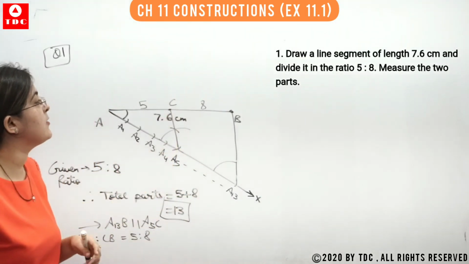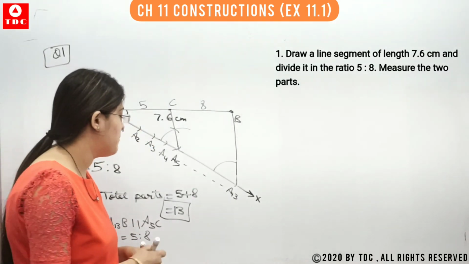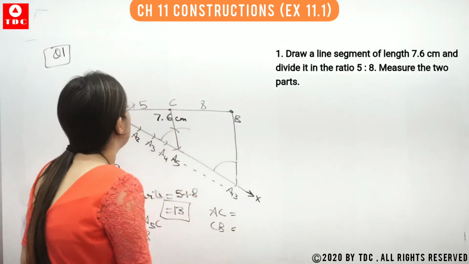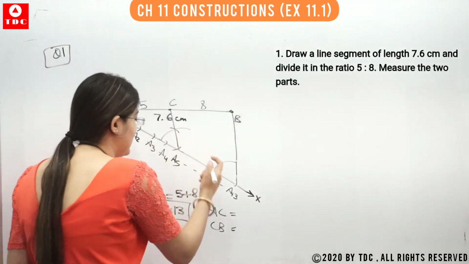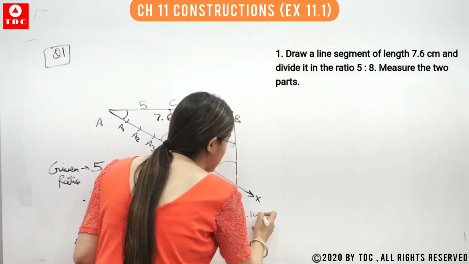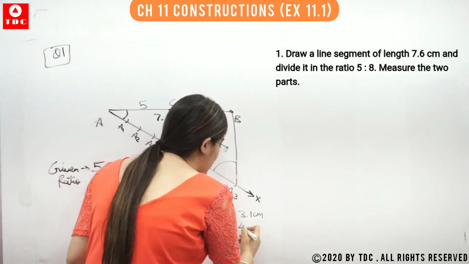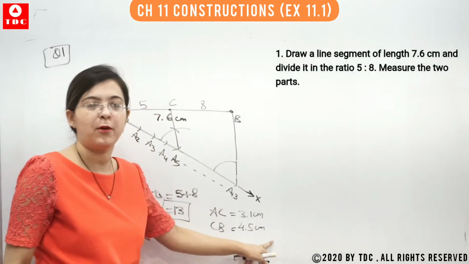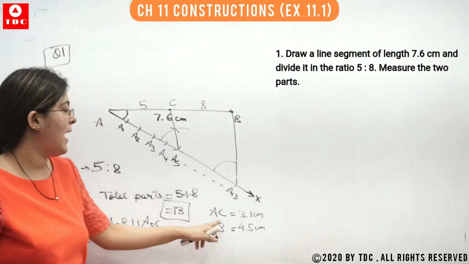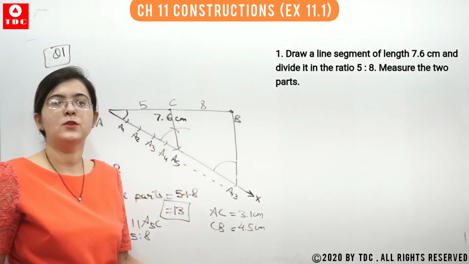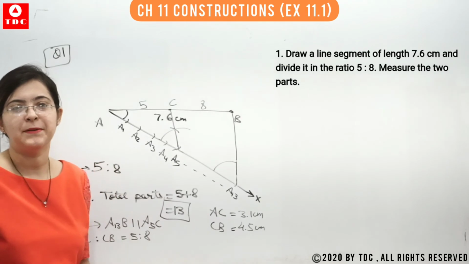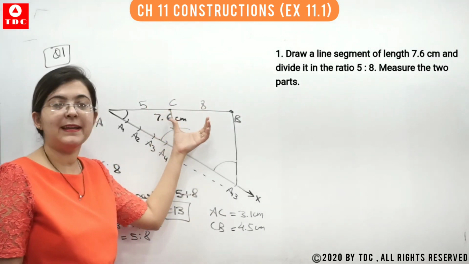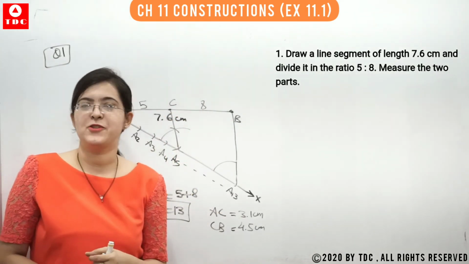The question is also asking to measure the lengths of the two parts. That means you have to measure AC and CB. So take a scale and measure. You will get AC as 3.1 centimeter and CB as 4.5 centimeter. When you measure the two parts, you will approximately get this. When you add them, the total is equal to 7.6 centimeter. This was your question number 1. Like this, you can divide any line into any given ratio.